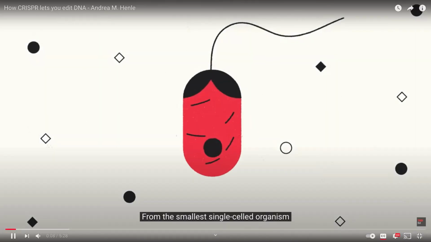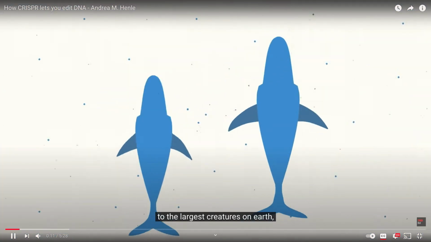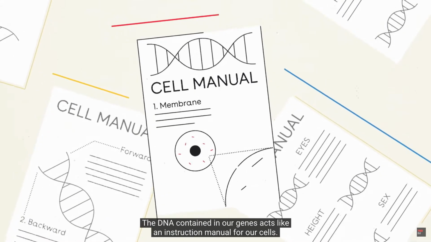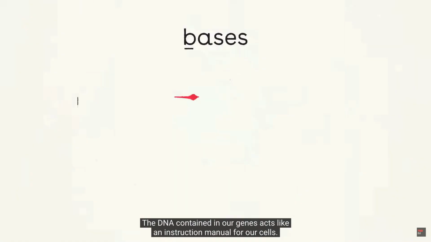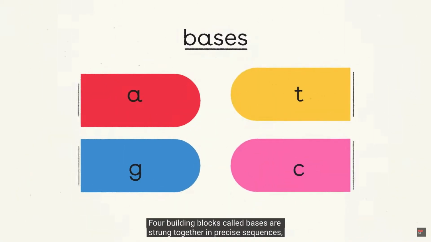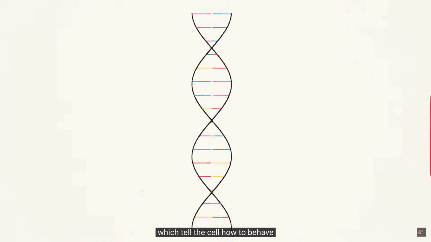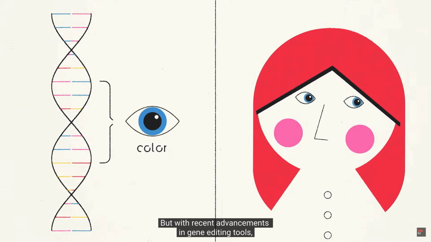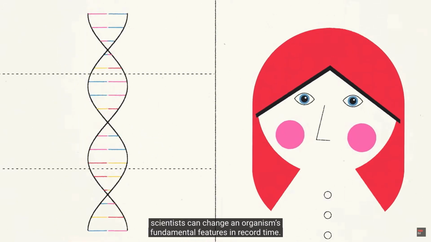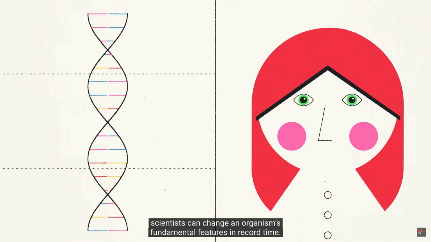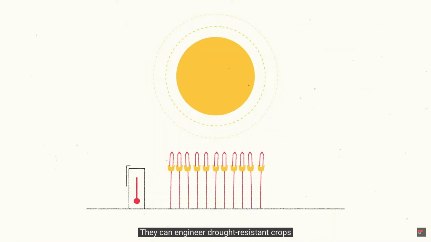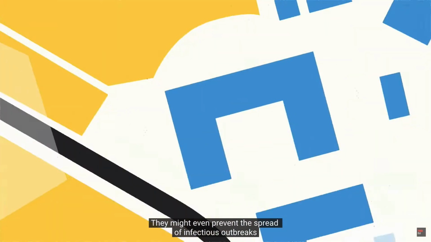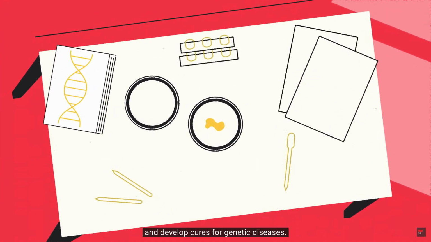From the smallest single-celled organism to the largest creatures on Earth, every living thing is defined by its genes. The DNA contained in our genes acts like an instruction manual for our cells. Four building blocks called bases are strung together in precise sequences, which tell the cell how to behave and form the basis for our every trait. But with recent advancements in gene editing tools, scientists can change an organism's fundamental features in record time. They can engineer drought-resistant crops and create apples that don't brown. They might even prevent the spread of infectious outbreaks and develop cures for genetic diseases.